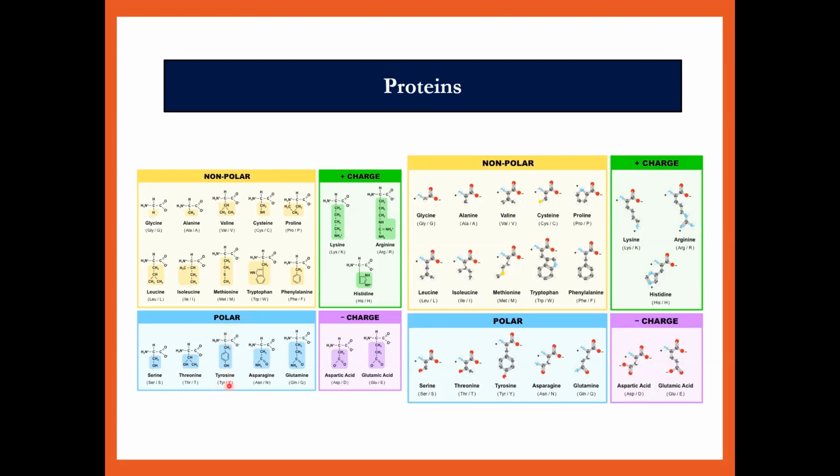Tyrosine is also an important precursor to epinephrine. Epinephrine is involved in our fight or flight response, and you might know epinephrine as adrenaline. So it's important to see how these amino acids are involved in very complex behaviors.